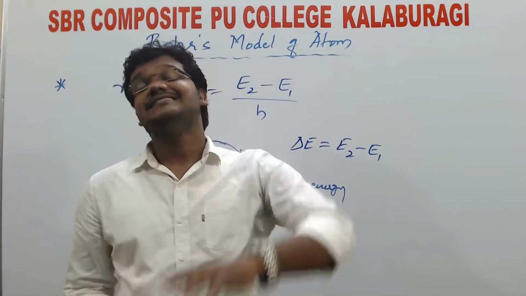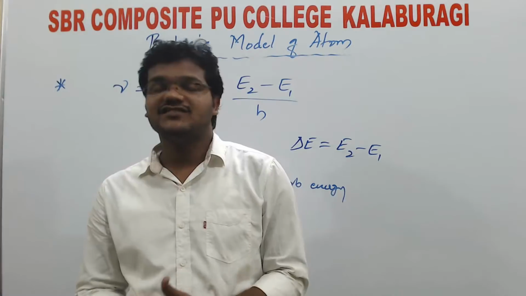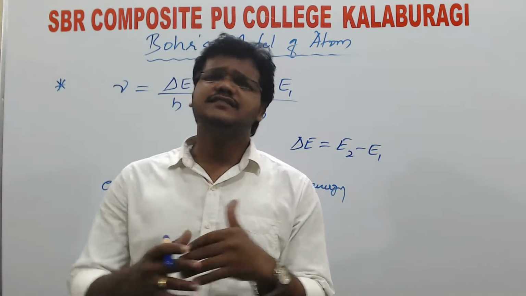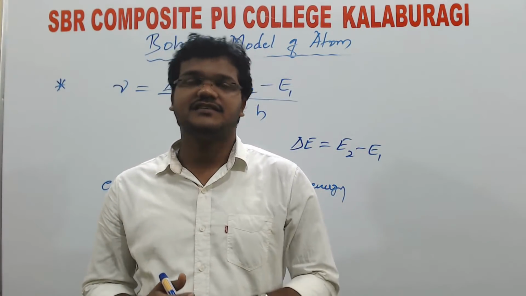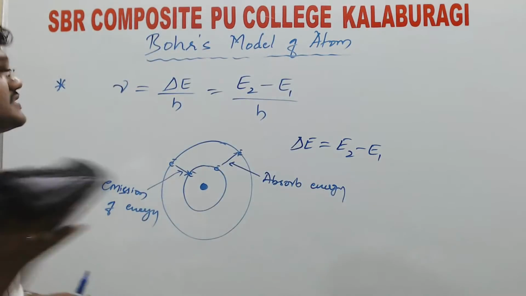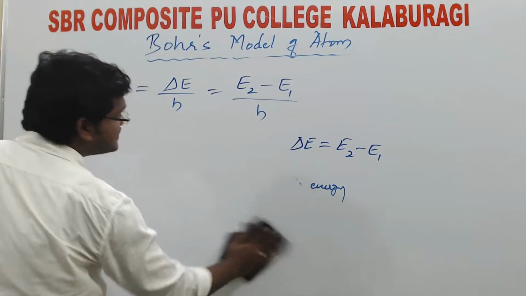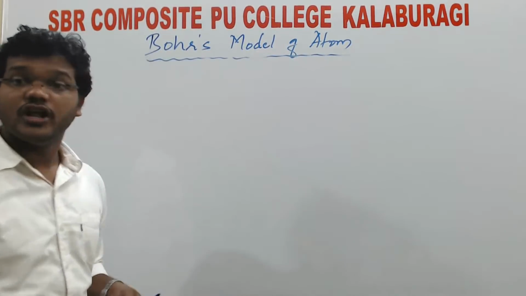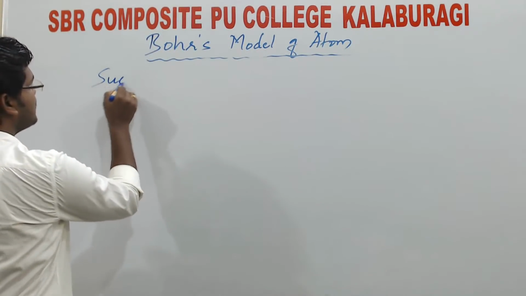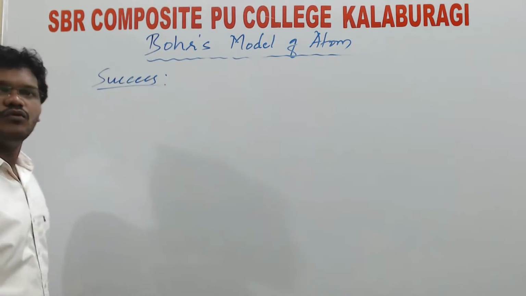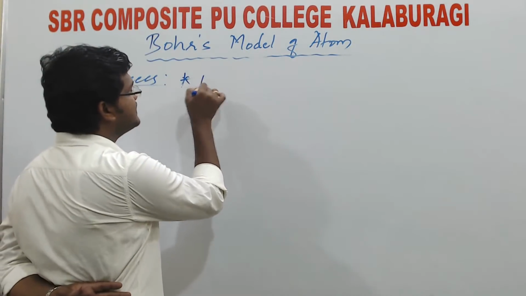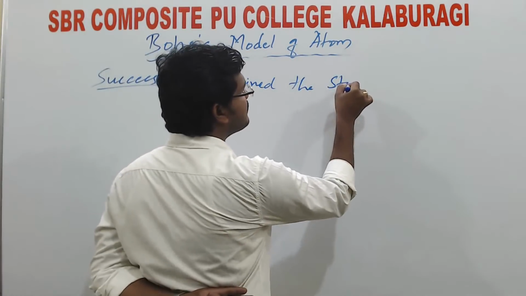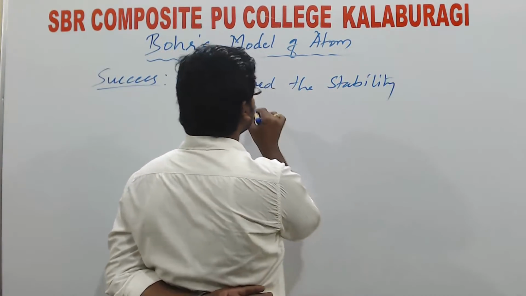Then, what are the successes that Bohr has got? The success of Bohr's atomic model. The first one, Bohr's atomic model successfully explained the stability of atom. Till now we were discussing the postulates of Bohr's model of atom, and now the success of Bohr's atomic model. One thing this theory has successfully explained is the stability of atom.